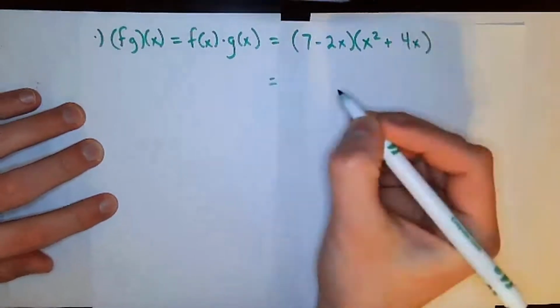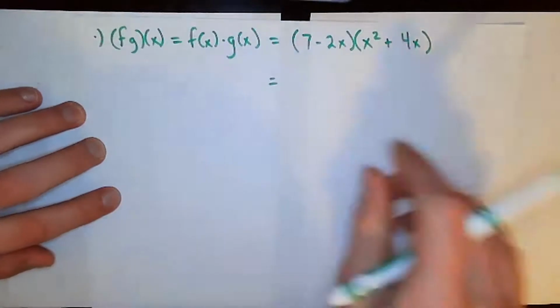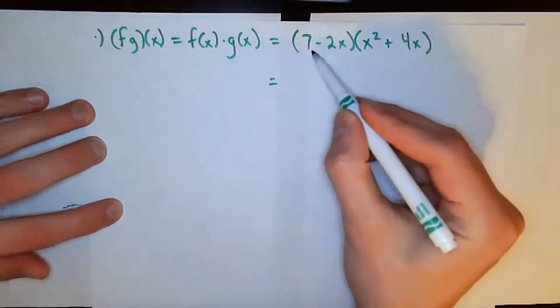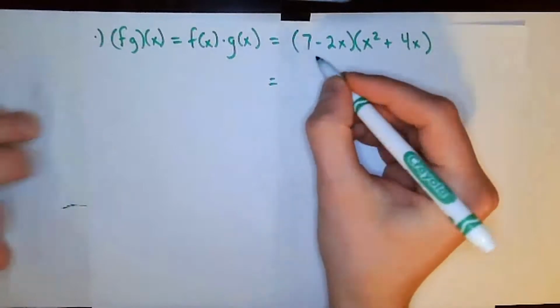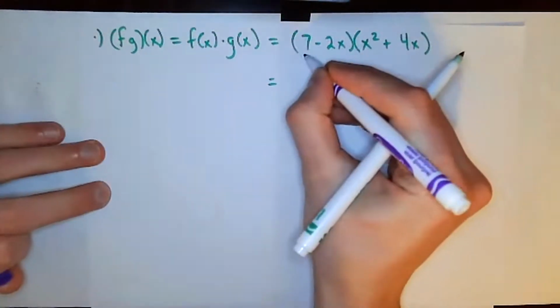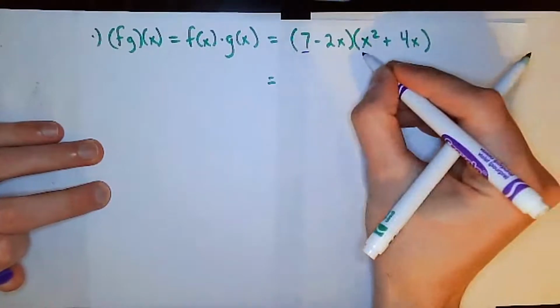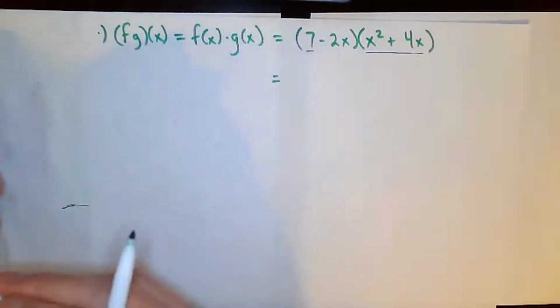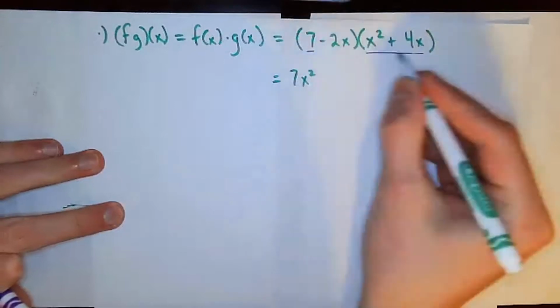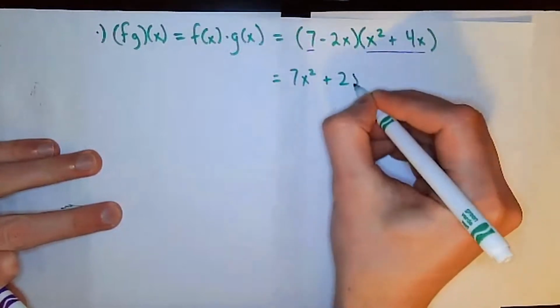This is going to be the most involved operation, right? Multiplying the two functions. This one's going to take the longest. I've got a 7 times x squared. So recall that the way that we do this multiplication is we take this first term and we multiply it by all the terms here. So 7 times x squared is 7x squared. 7 times 4x is 28x.